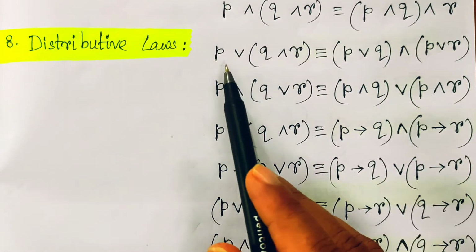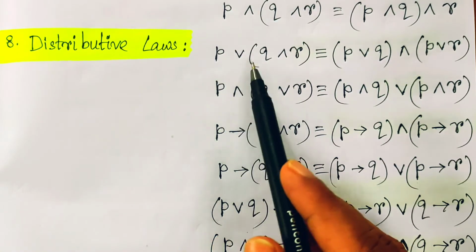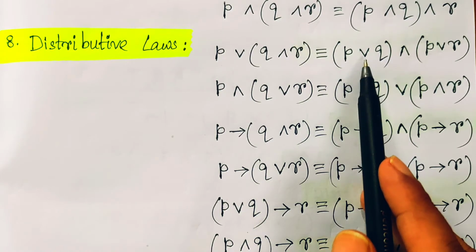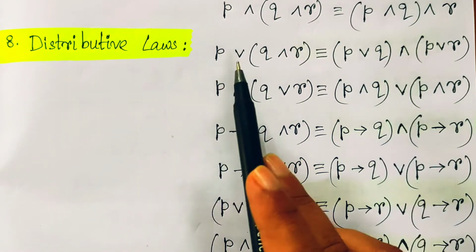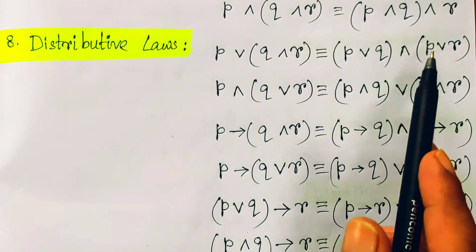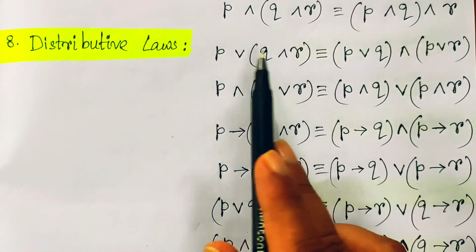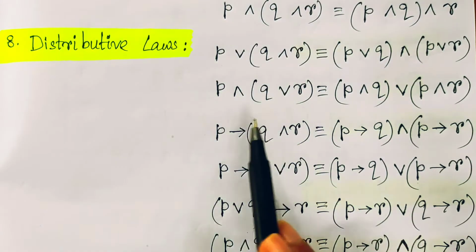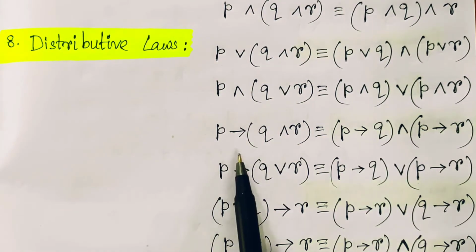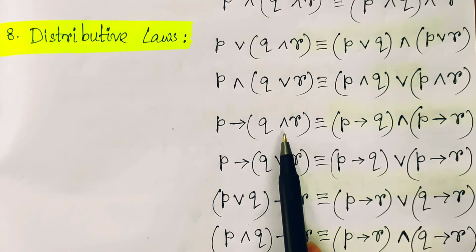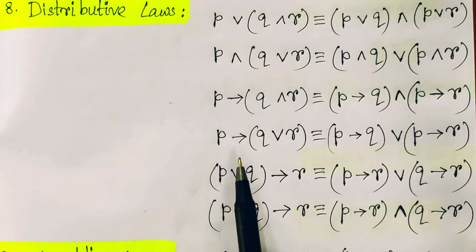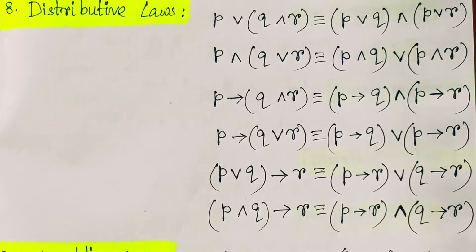In the distributive law, if we have P or (Q and R), that is equivalent to (P or Q) and (P or R). Similarly, if we interchange these two operators, then we can find out this one. Now if we use the implication and the and sign, then also we can find out this one. So likewise, whatever the two connectives are, with respect to them we can use the distributive property.